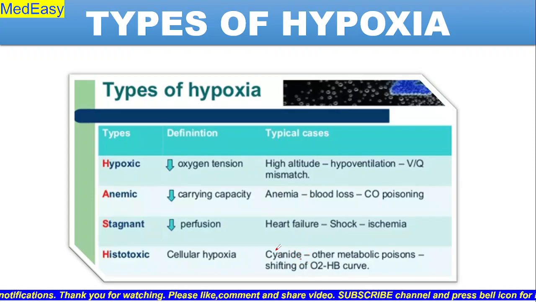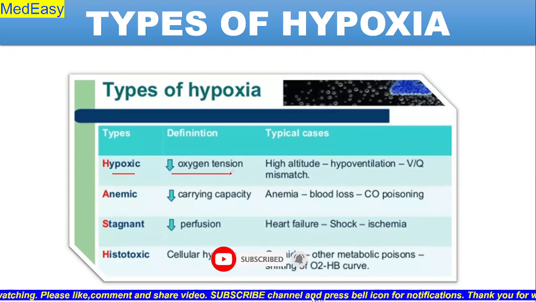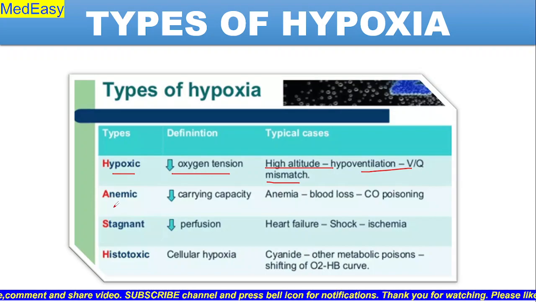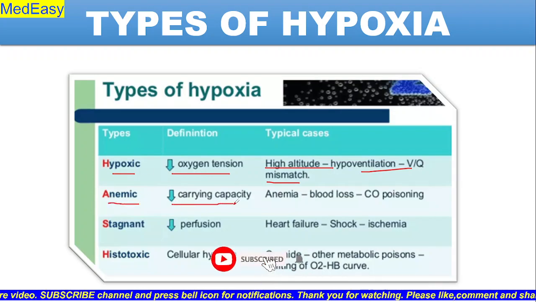So to conclude, what are the types of hypoxia? The first is hypoxic hypoxia, when there is a decreased oxygen tension, which is seen in high altitude, hypoventilation, and VQ mismatch. Then anemic hypoxia. Anemic hypoxia means there is a decrease in carrying capacity. If the patient's hemoglobin is 6 or 7 gram, hemoglobin is not in enough amount to carry oxygen, that we call anemic hypoxia, and it's seen in anemia, blood loss, or carbon monoxide poisoning also.